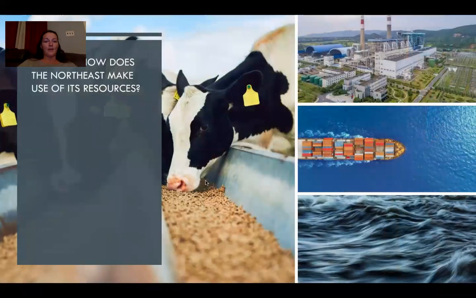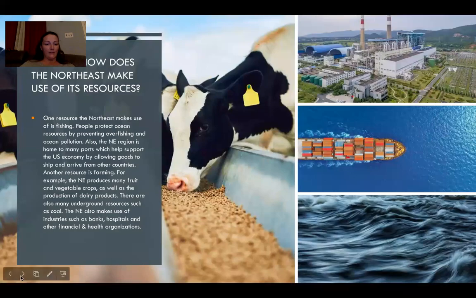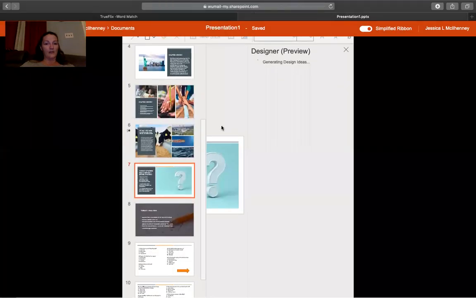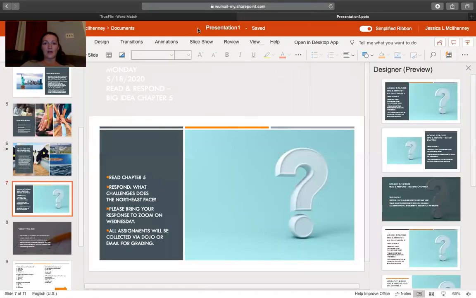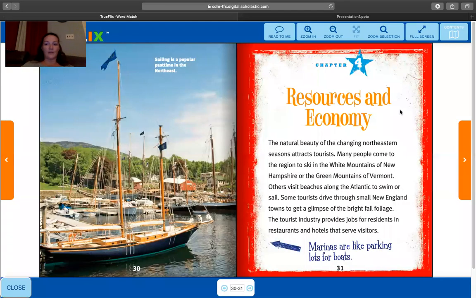All right, so now chapter 4, the big idea. How does the Northeast make use of its resources? So we're not going to look at this answer right now because we have to read the text first. So we're going to go over here, read the text. Here we go. All right. I'm going to do the read to me so it follows along. I don't know how that'll work. We'll try it.